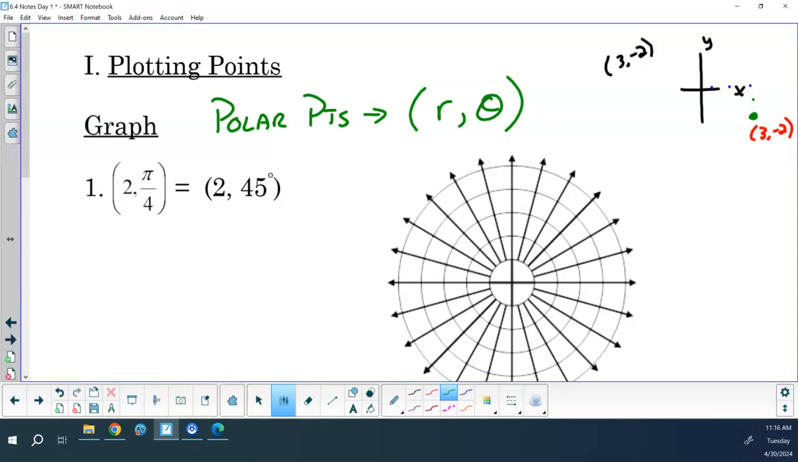So I have to find 45 degrees. 1, 2, 3, 4, 5, 6. So these are in 15s. So this is 45 degrees right here. And then I would go out 2 radii. So this is the point 2 comma pi over 4 or 2 comma 45 degrees. And it would just be that point.